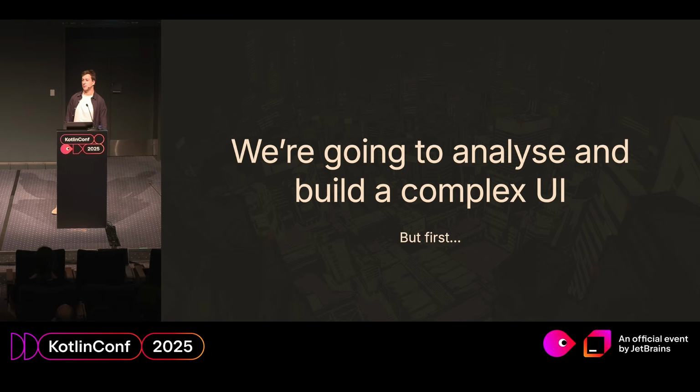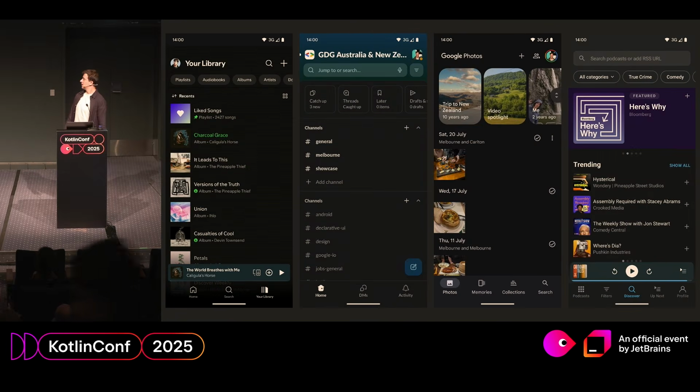But before I start doing that, I kind of want to give some context as to why I'm giving this talk in the first place. So here are some screenshots from apps that I use on my phone all the time. And something that sticks out to me is actually just how consistent UIs, especially in mobile, have become.